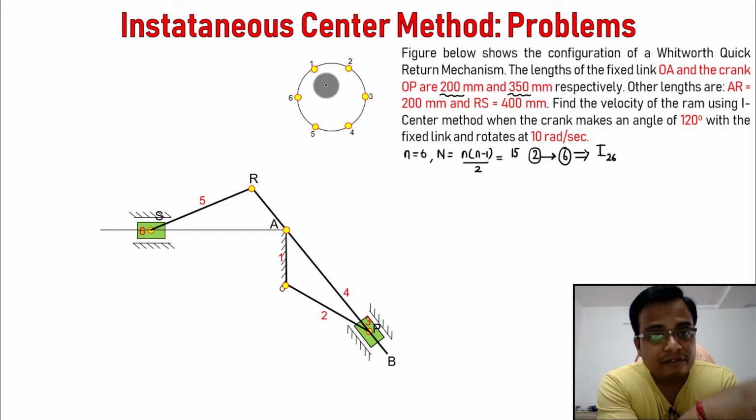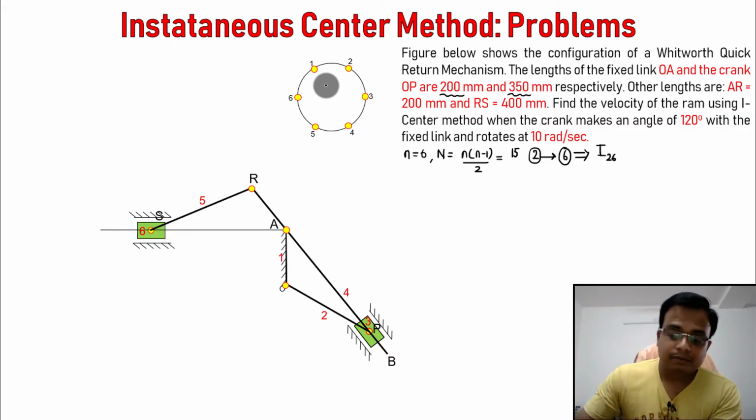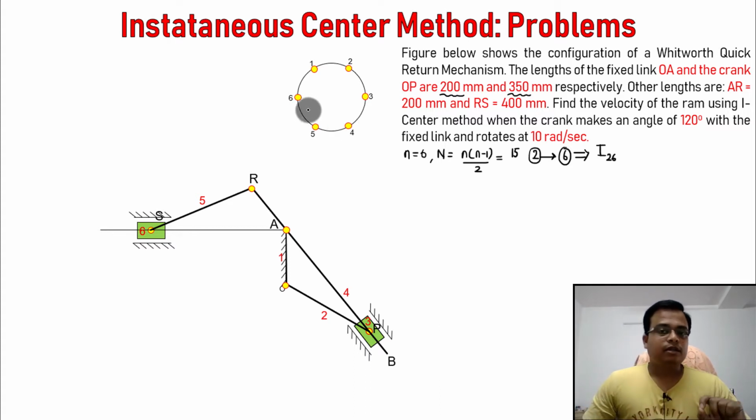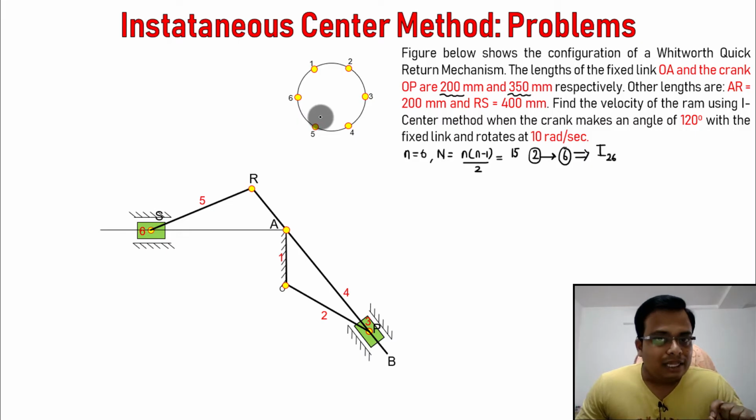If not on AutoCAD, then definitely on a plain sheet of paper. Okay, so 1, 2, 3, 4, 5, 6, all of them have been marked. The first thing to do is to mark all the I centers which are fixed as well as permanent. Once that is done, we'll follow it up by locating I centers which are neither fixed nor permanent.